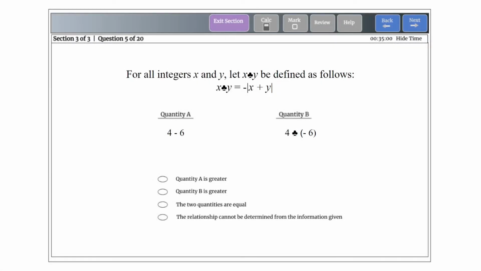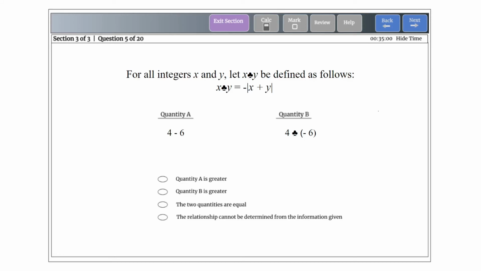For a last question, I tried to find something that wasn't going to be too involved in terms of concepts we haven't covered yet, but if you've been working at the GRE, this probably looks familiar. The GRE likes to ask these symbol questions, which are essentially just function questions. So in this case, for all integers x and y, let x club y be defined as follows. And so all we're being asked to do is, when we see the symbol club, we look for the integer that's before and the integer after, and we just put them into their respective places in what follows. In this case, the negative absolute value of x plus y.